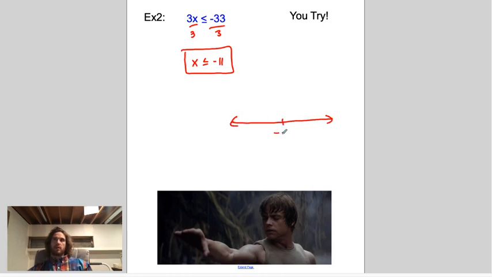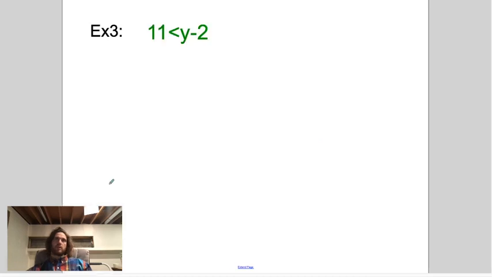How do I graph? Line, -11 in the middle, -10, -9, -12, -13. Closed circle because it has an equal sign. And then we're going to go to the left. Fantastic.